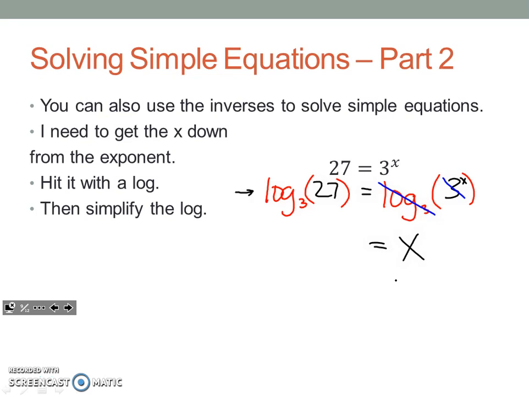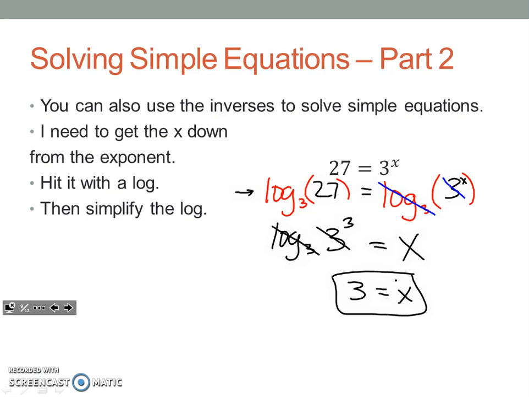So this goes back to our simplifying like we were doing in the first video. Log base 3 of 3 to some power. Well, 3 to the third power would give me 27. 3 cubed gives me 27. Log base 3 and 3 cancel. I get that 3 equals x. Again, write this down exactly like I do so that you have a good example to work on your homework.